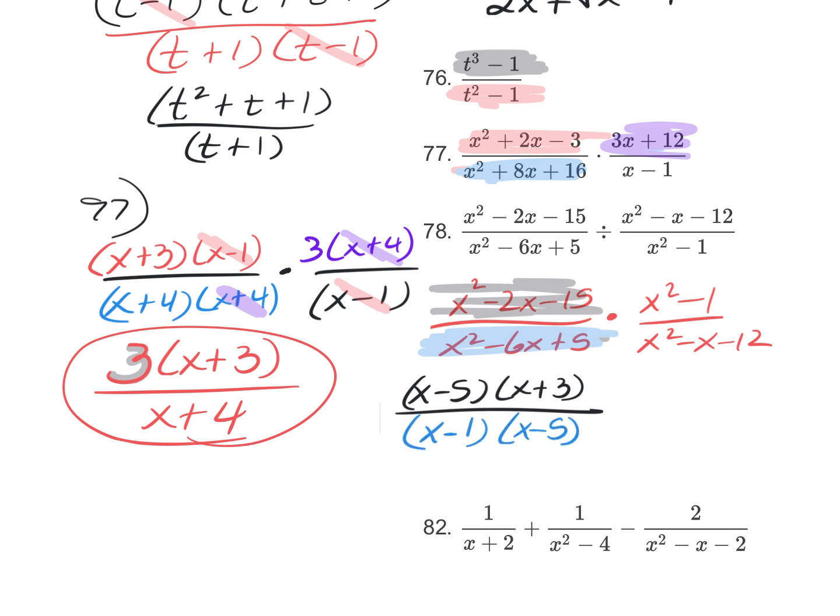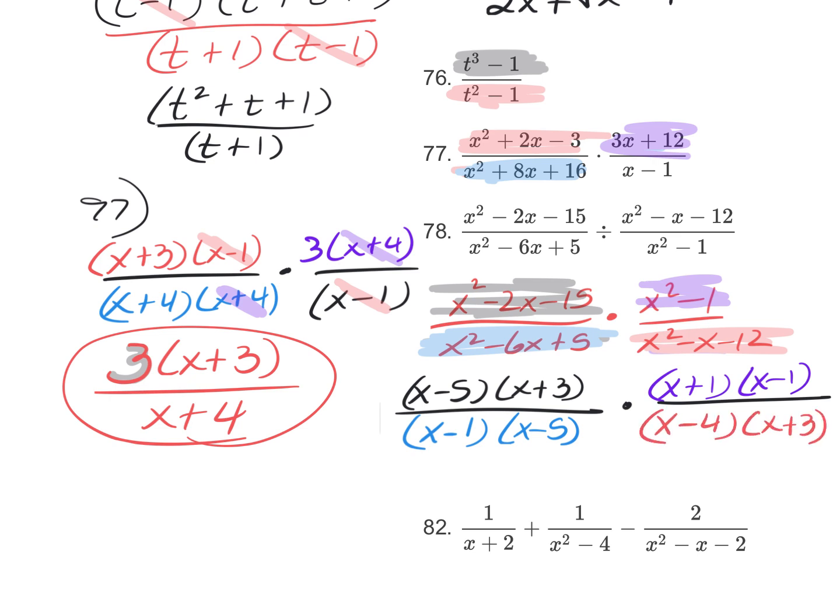And then over here, I can factor the difference of two squares. This becomes x plus 1, x minus 1. And then lastly, the denominator over here becomes factors of negative 12 that give me negative 1. That's going to be x minus 4 and x plus 3.